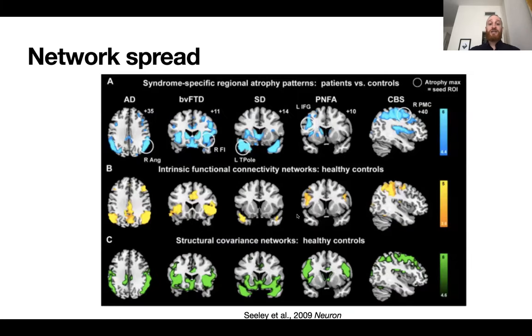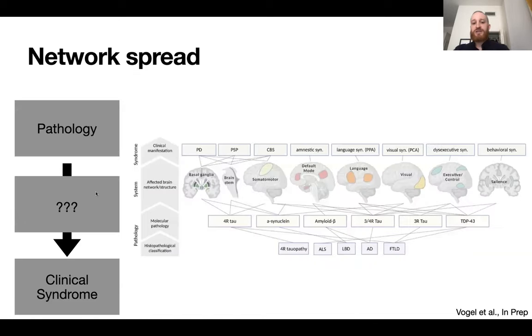But speaking certainly for myself and maybe many of you, it really came to prominence for me in this really wonderful seminal paper by Bill Seeley and colleagues in Neuron 2009. I think you all know it very well. Dr. Garbarino spoke about it, but you have basically atrophy patterns measured from various neurodegenerative diseases, and Seeley found that those atrophy patterns actually overlapped very well with intrinsic functional and structural connectivity networks measured in healthy controls. And so that paper really made this field kind of explode and did a lot of important things. First of all, I mentioned that this fact that the relationship between pathology and clinical syndrome is really convoluted.